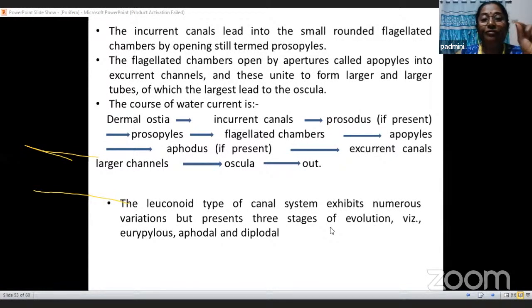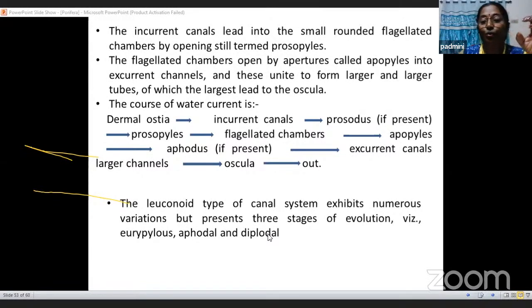So these are the different types of canal system: the Asconoid type, Syconoid type, and Leuconoid type. The leuconoid type of canal system exhibits three different stages of evolution. Before they became a proper leuconoid, they showed some different stages of evolution. Under this, you'll be talking about eurypylous, aphodal, and diplodal types of canal systems.